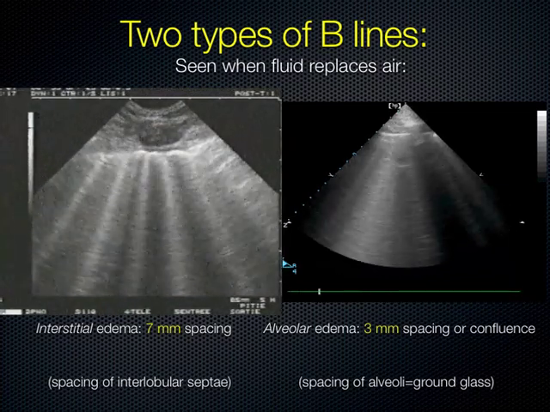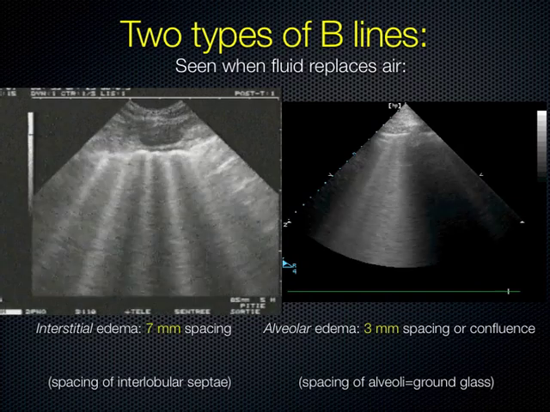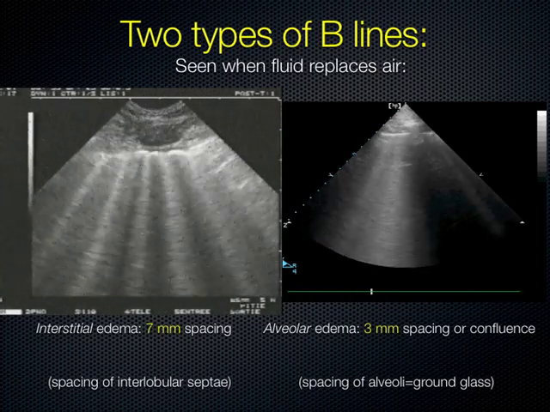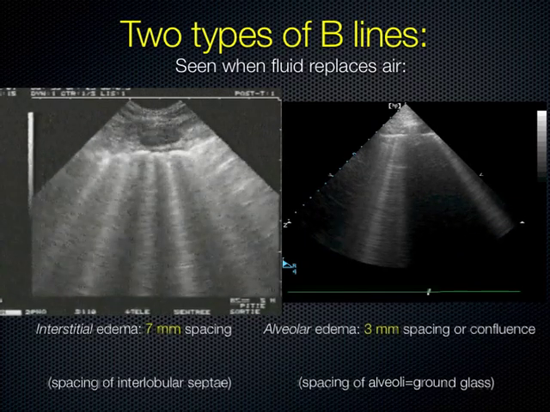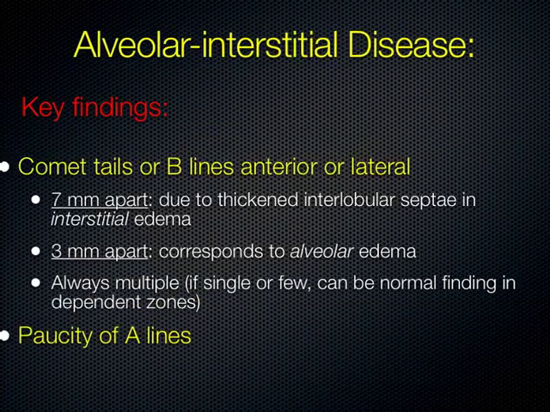All right, so just to review, the key findings when you have pulmonary edema or alveolar interstitial disease, which can be cardiogenic, non-cardiogenic, fibrosis. There are many things that can create this, but essentially you don't have air, you have something else in the interstitium of the lung that's replaced the air, so your A lines are gone. And in multiple fields.